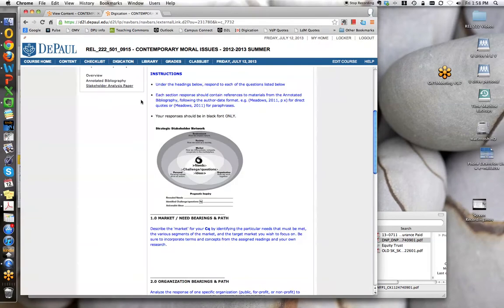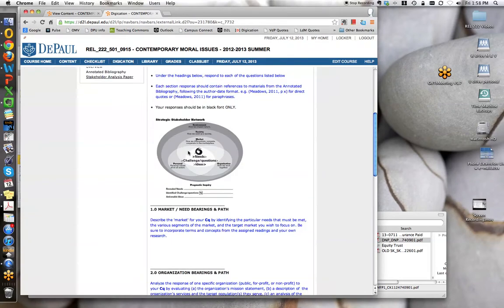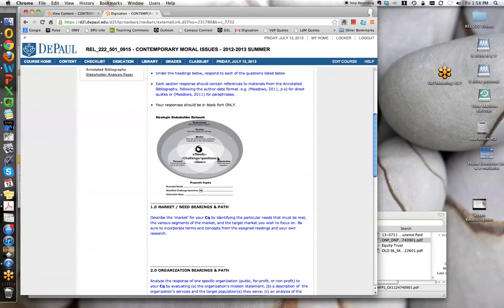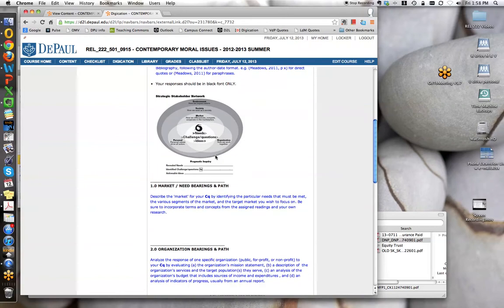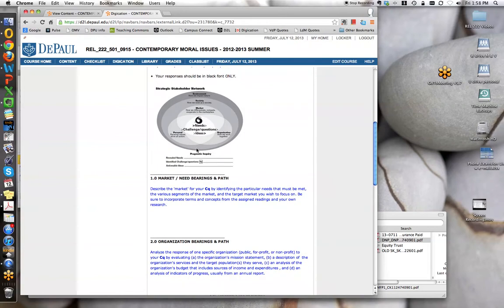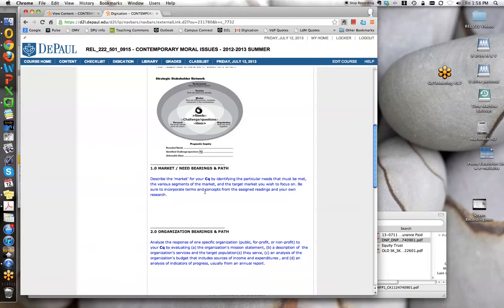So I'm going to turn to the Digication ePortfolio, and the perspective we're beginning with is the market. And this is a set of needs that is being addressed by particular organizations. But we'll get to the organizations later. The first step is to really understand what the market is, what the needs are of your challenge question.